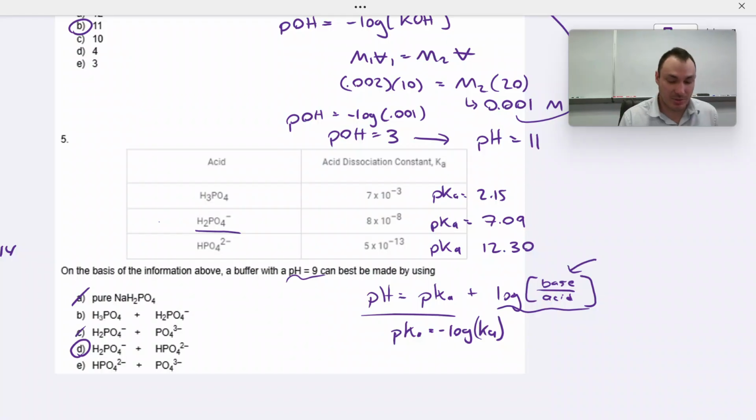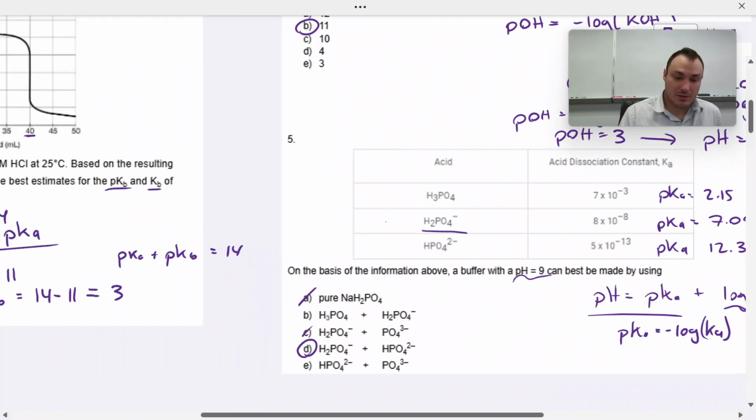C does not create a buffer solution because that is not a weak acid and its conjugate base. The only ones that create a buffer solution are B, D, and E, so you shouldn't be picking A or C anyway. A weak acid and its conjugate base is what a buffer solution is. All right, let's keep going.